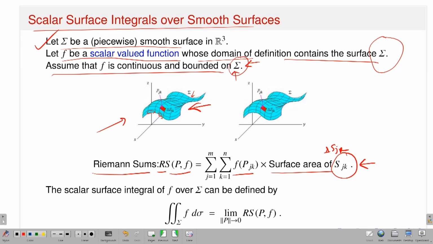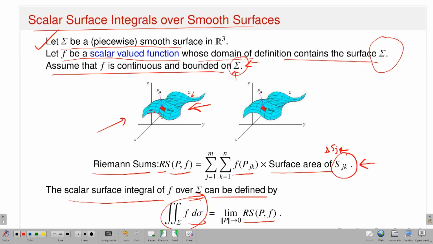And what is the scalar surface integral? Again, the scalar surface integral over my smooth surface gamma can be defined as, this is the notation, right? The double integral of f over gamma d sigma, which is nothing but what you have to do: take the Riemann sum and let the norm of the partition go to 0, that means take very small portions of the partitions of the surface. The corresponding Riemann sum, if the limit exists, then the corresponding value is nothing but the surface integral of f, and that I am denoting as f d sigma over my smooth surface gamma, okay.